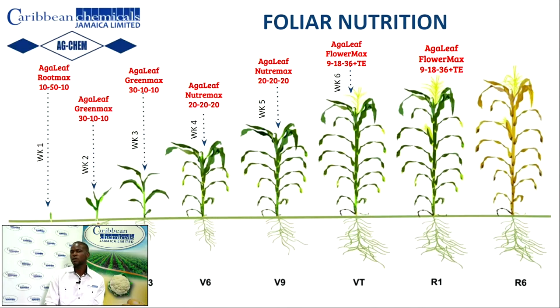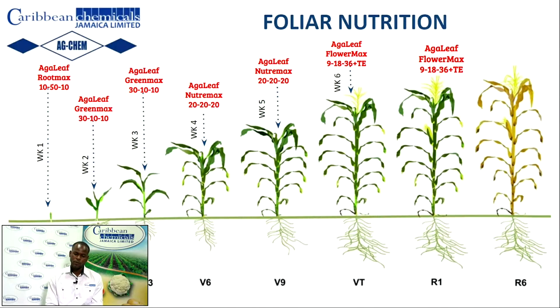We still have in store other foliar options. And these options are the Agaleaf line of fertilizers, newly introduced, but very effective. So if you're not able to access your Omix and Miller, you can try your Agaleaf line. So we start off with our Root Max 10-50-10. As it suggests, quick root development, followed by your Green Max, your 30-10-10, quick foliage, quick leaf growth, greener plants, and you continue that with your week three, all right?